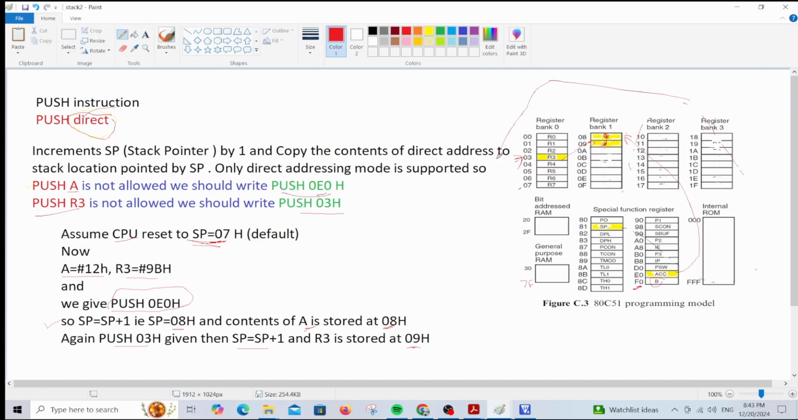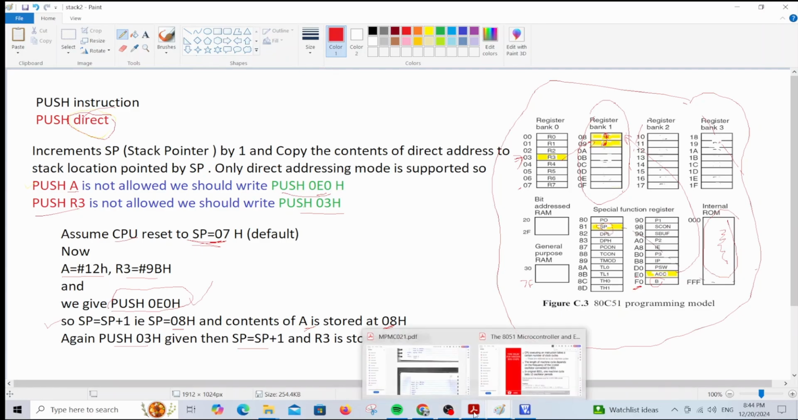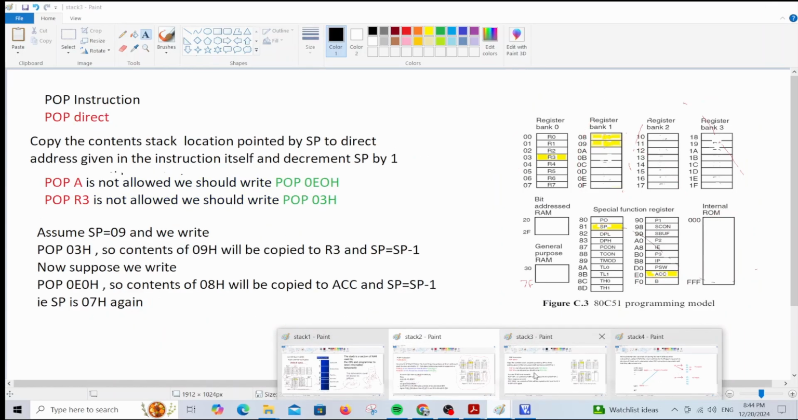So you should know about this programming model of 8051. Now where will your program be? Your program will be here. Your instructions will be here in internal ROM. And whatever instructions I am discussing, those will be here. But the stack will be here, in the RAM area, and the stack pointer is here. That is your SFR. So you got the push instruction. Now we'll discuss one more instruction.